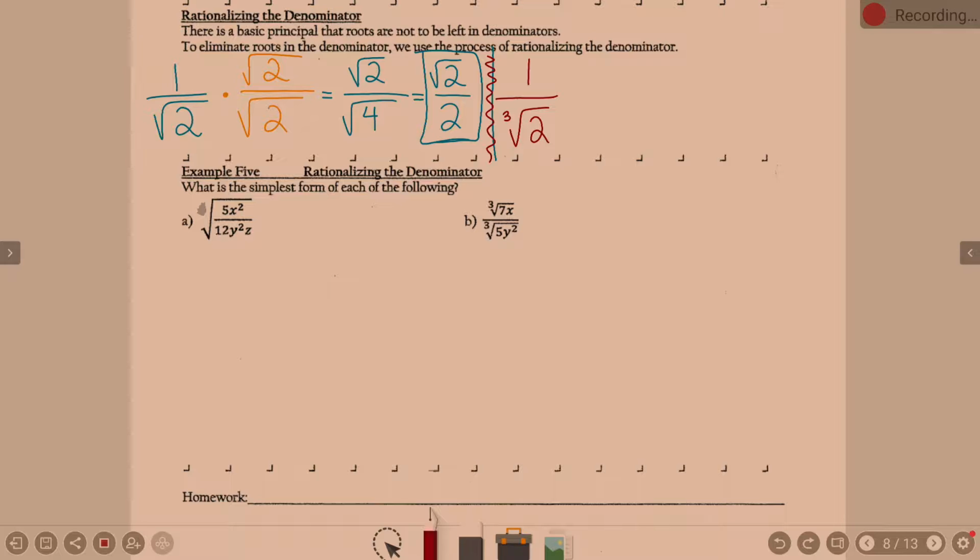Now, can I take the cube root of 2? Of course not. That's the whole point, right? And I can't leave a radical in the denominator. So the question becomes, what can I multiply cube root of 2 by that will make it into a perfect cube? Now, we can use the paper to help us on this one before I explain it. But if I multiply 2 by 4, I'm going to get 8. And 8 is a perfect cube.